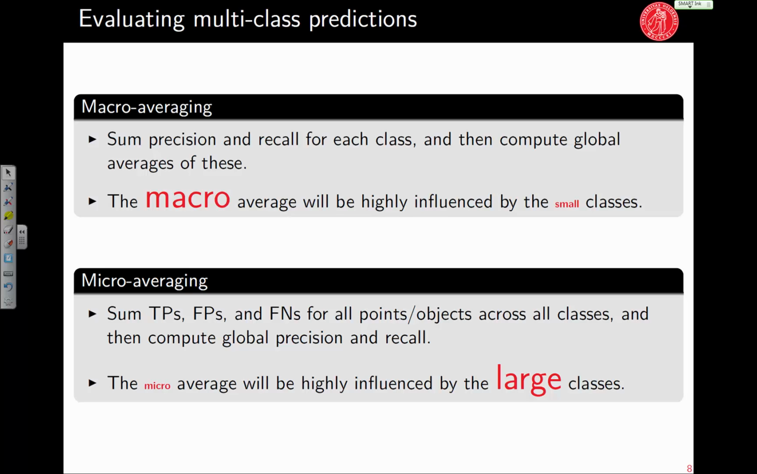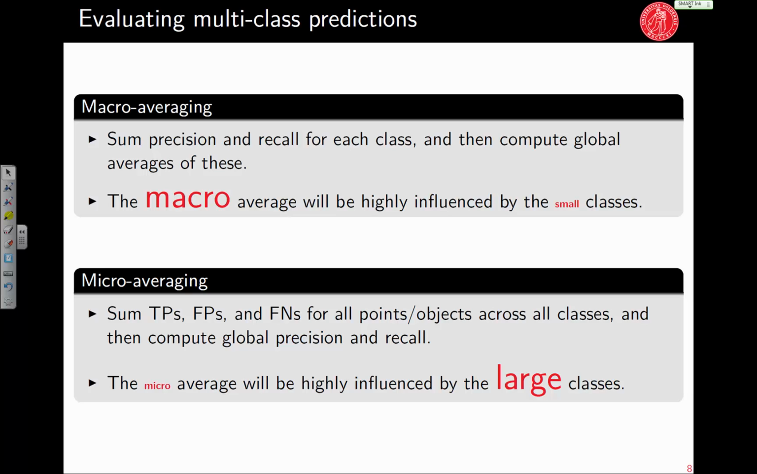This micro average will be influenced by large classes this time. Remember we had class A with 10 instances, and then class B with 10,000. Now this 10,000 will actually be influential because we look at the instances themselves and count true positives and true negatives.